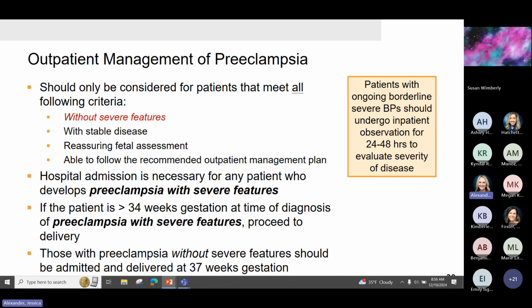Outpatient management of preeclampsia. This is sometimes rather controversial, but should only be considered for patients that meet all the following criteria: no severe features, stable disease, reassuring fetal well-being, able to be followed in a recommended outpatient management plan. Hospital admission is necessary for any patient who develops preeclampsia with severe features. If the patient is greater than 34 weeks at the time of diagnosis, but has severe features, then obviously proceed with delivery. Those with preeclampsia without severe features should be admitted and delivered at 37 weeks.